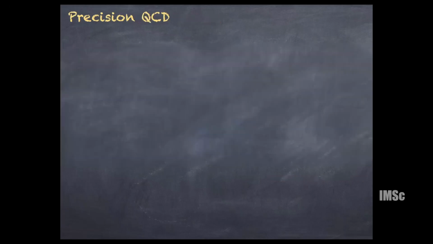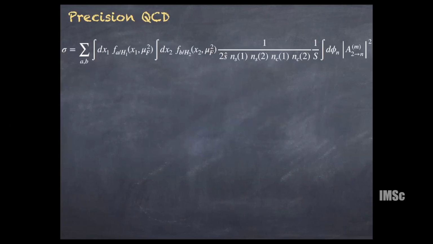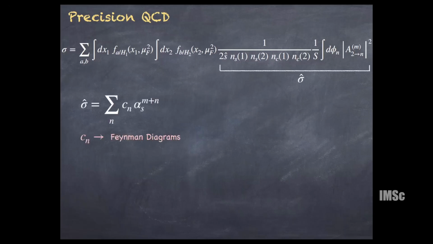Now let's look at the quantitative part of the precision calculations. This is the master formula of cross sections, which is the primary object in any hadron-hadron collision. This part is the non-perturbative part, which is governed by the parton distribution functions, and this is the perturbative part, which comprises the amplitude squared, the phase space integration, and the average over spin and color degrees of freedom.